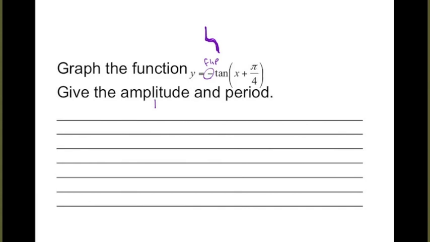The period is pi divided by b. What's b? 1. So our period is just going to be pi, which means our asymptotes are going to be at half of pi. Asymptotes are at half of the period. And what is that plus pi over 4 going to do? Shift it which way? Left. Sideways shifts go backwards.